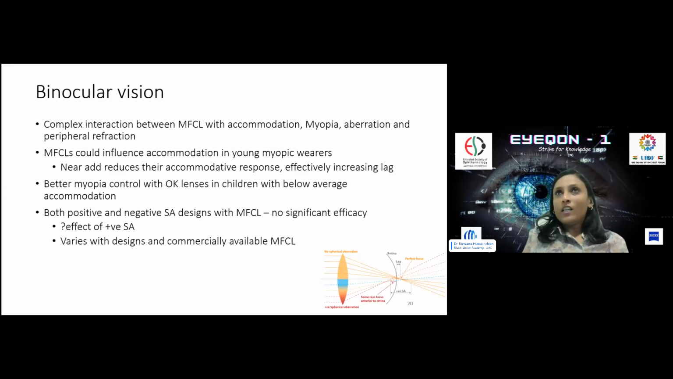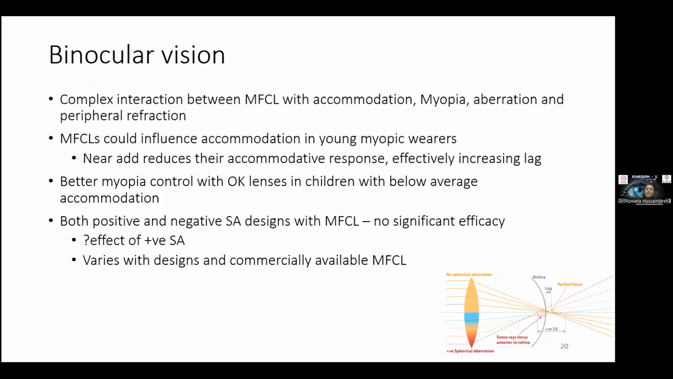And the question we need to ask is whether the child is going to be put on low dose atropine or near addition. What is the long-term effect of all of these on accommodation? Because they apparently increase the lag of accommodation in these children. But the current research data shows that with orthokeratology lenses, the myopia control is much better in children who have lower amplitudes of accommodation. So as clinicians, we need to ensure that we document some of these basic parameters. And if you have to do at least one thing, it would be near points of accommodation before we jump in and start prescribing these modalities.